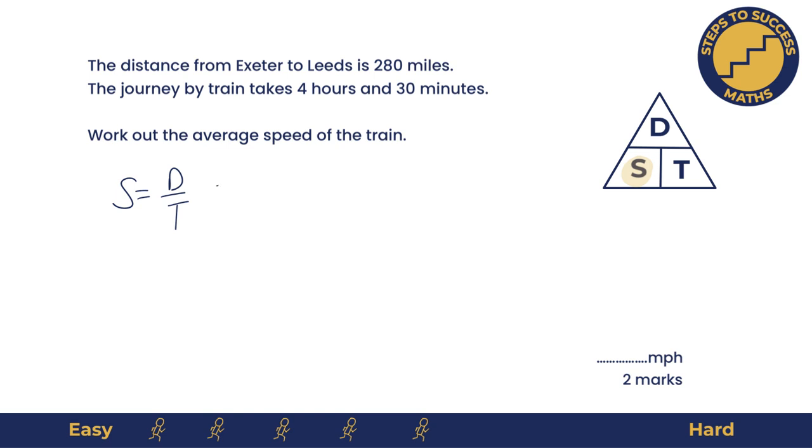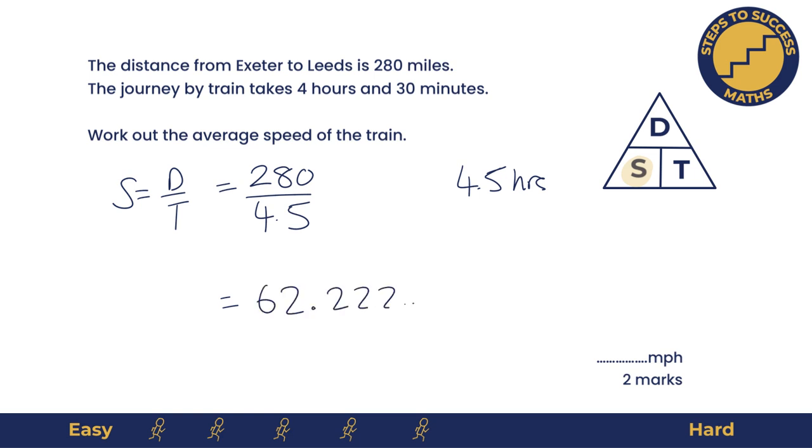The distance is 280 miles and the time is 4 hours and 30 minutes, which we need to write just as hours. So that's 4.5 hours. It's 30 out of a possible 60 minutes, so a half. And now if we work that out, we've got 280 divided by 4.5, which is 62.222. So 62.2 miles per hour.